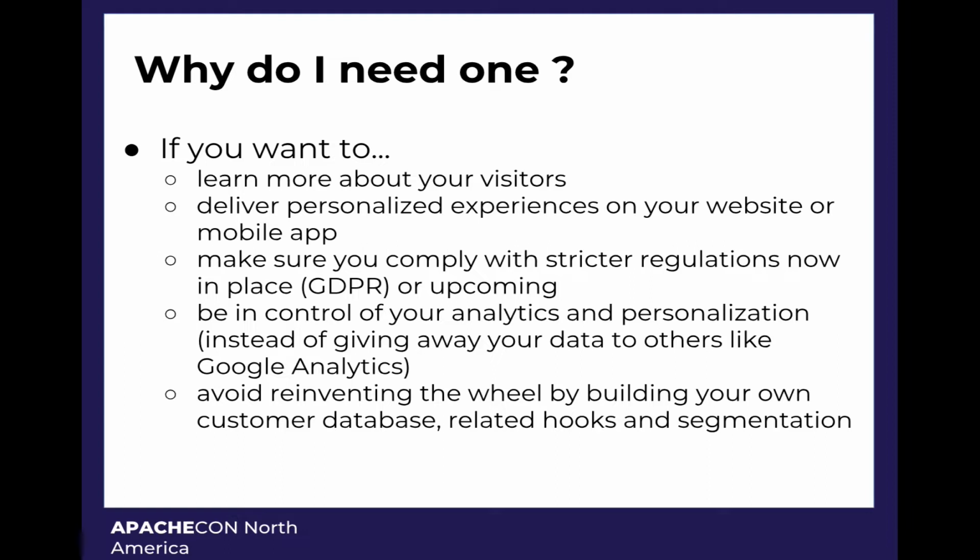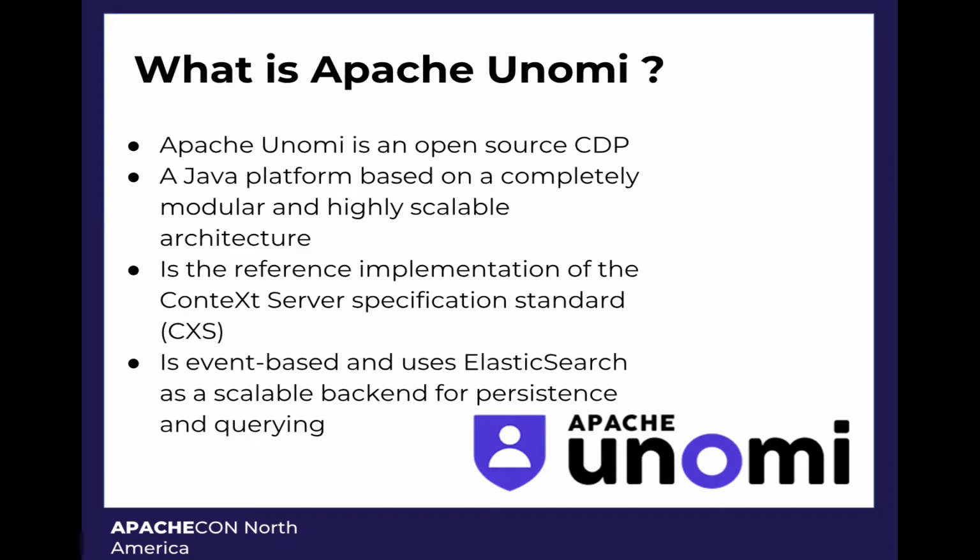The next point is one of the most important ones, is to be in control of your analytics and personalization, because right now what's happening in the marketing space is that a lot of people are basically giving away their data to Google Analytics or Google 360, to Adobe, all these different platforms. Basically, all this visitor data that they're bringing in is being sent to these clouds. And in the case of Google, at least, you almost lose all control over the data, which you've originated. And the last, of course, is to avoid reinventing the wheel by building your own solution or related hooks to existing systems. So what is Apache Unomi?